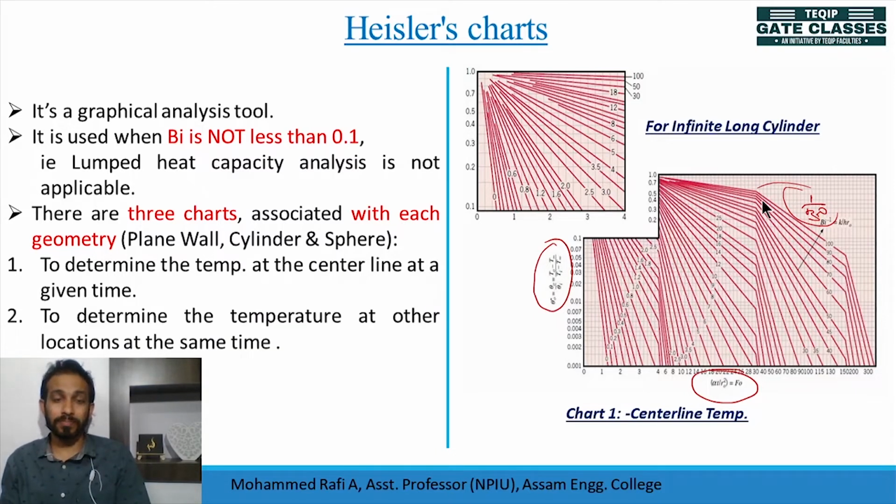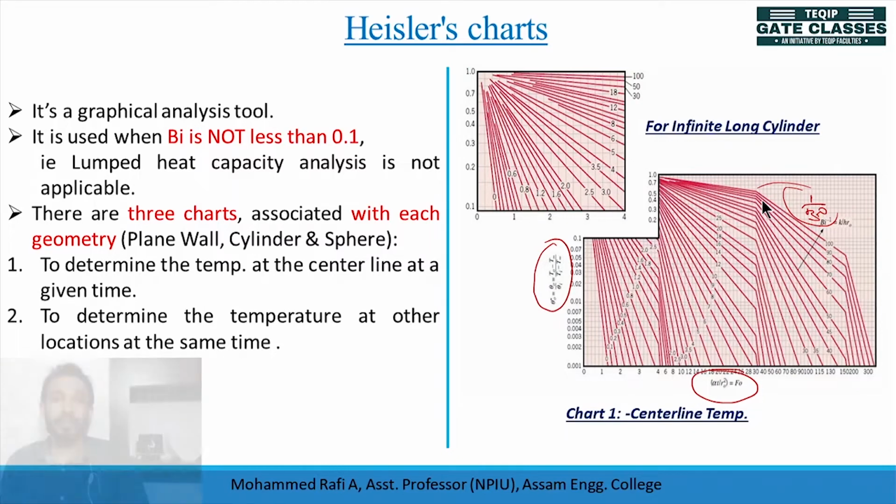Just like the first chart is to determine the temperature at the center line, the second chart is for determining the temperature at the other parts of the body, right? Instead of drawing everything in a single chart, they have defined the x-axis and y-axis coordinates for another chart and plotted some curves, from which you can directly find out the temperature at different points of the body.